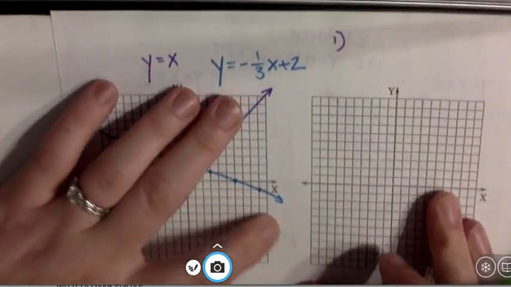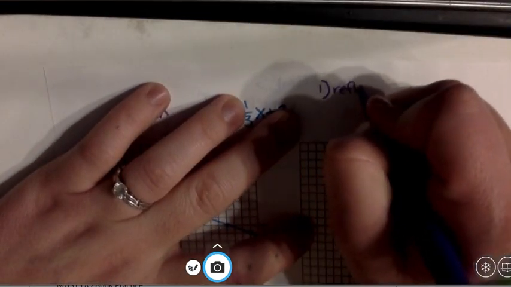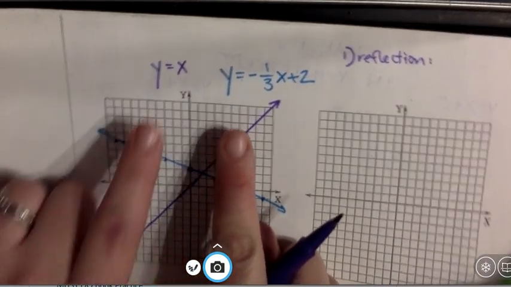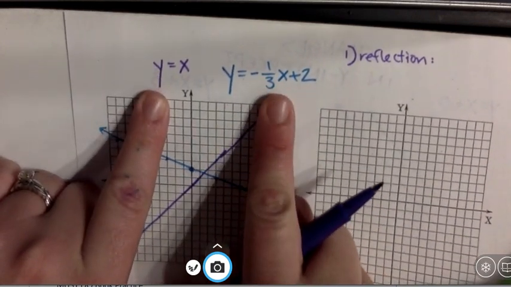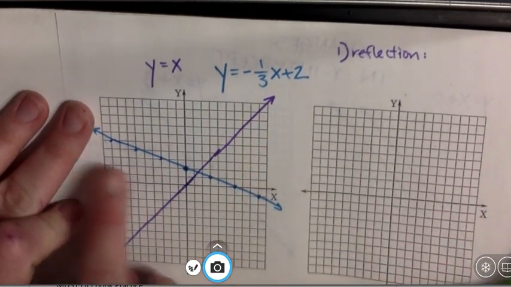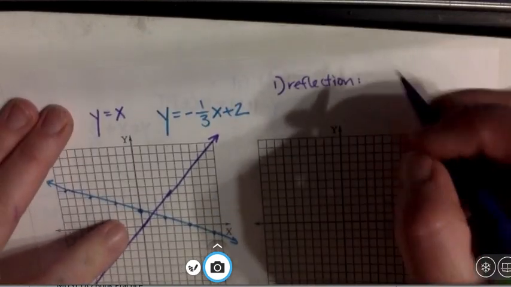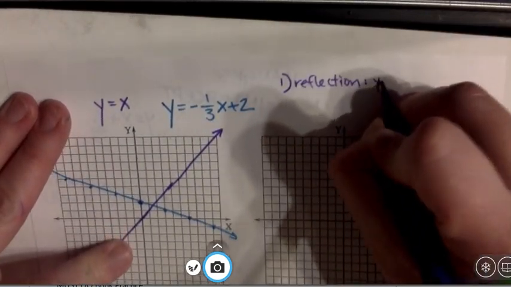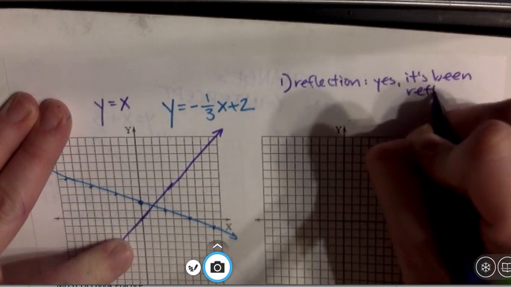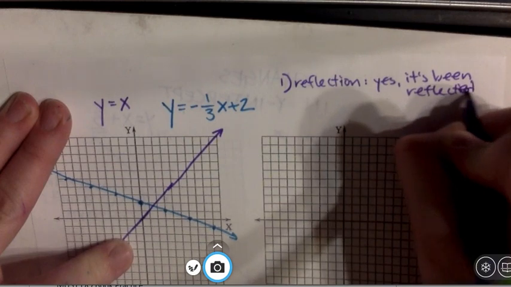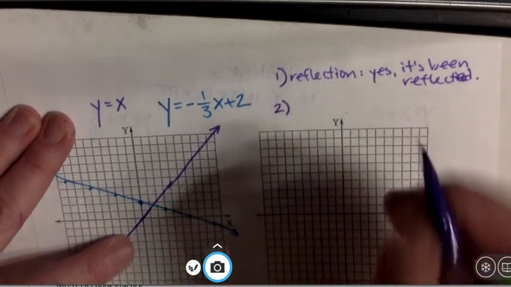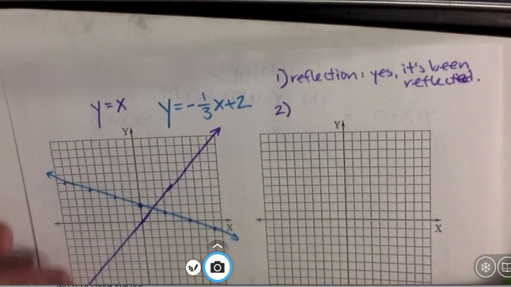Way number 1 that it's changed, we're going to talk about its reflection. Has this equation changed in terms of a reflection? In other words, do we have a positive line versus a negative line? And yes, we do. So we would just say, yes, it's been reflected. We can be more specific and say it's been reflected over the y-axis or the x-axis, but simply saying it's been reflected is enough in this case.